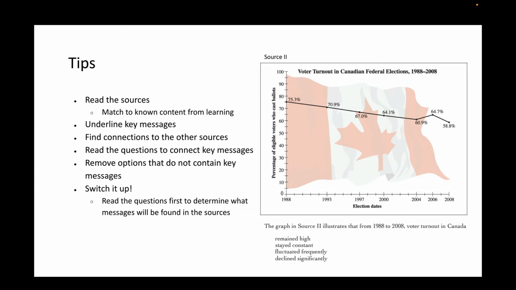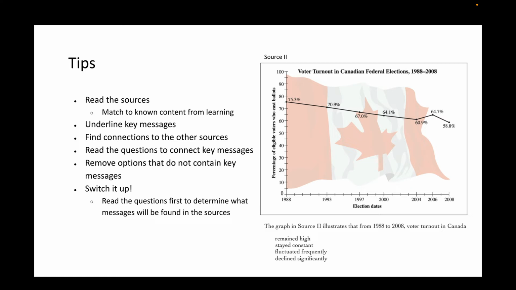Remove options that do not contain any of those key messages. So if there's something in the options of that question that has nothing to do with the sources, then you can automatically eliminate them. And I always tell my students, switch it up a little bit. Read the questions first to determine what the messages will be when you read the sources.